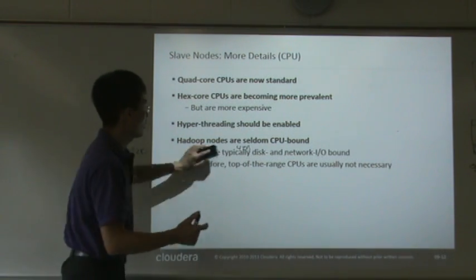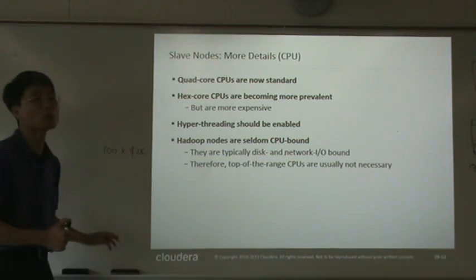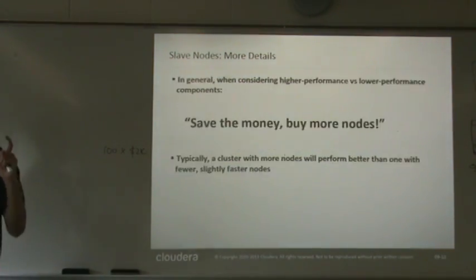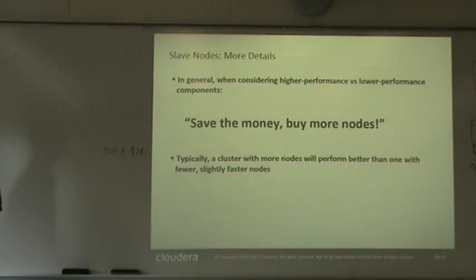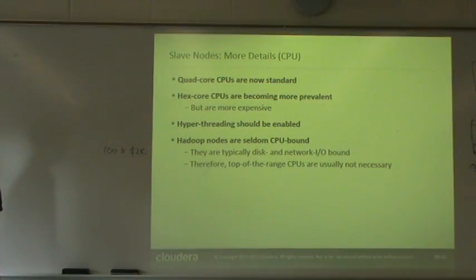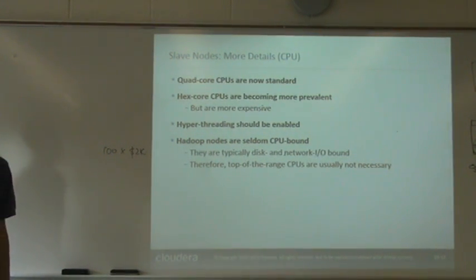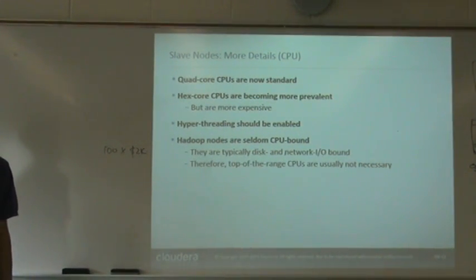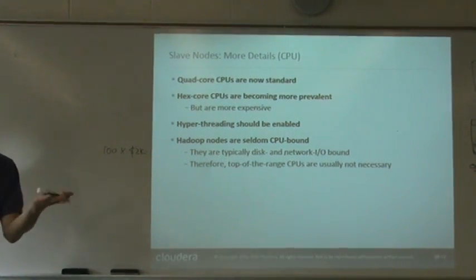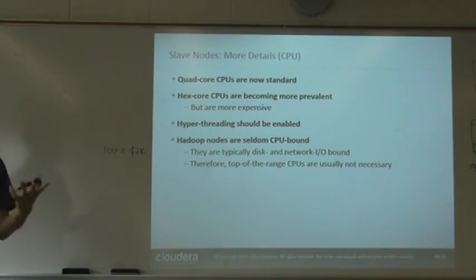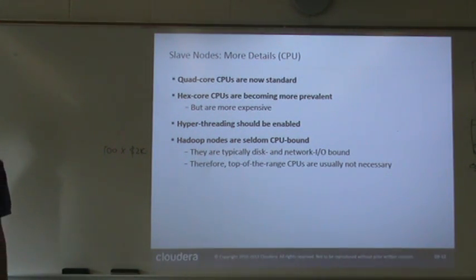So as we discussed just before, it's not CPU bound, it's mostly I/O bound, and network. Network is also important. So in a Hadoop system, top-range, top-class CPUs are not recommended. It's just expensive. If you can afford it, it's okay, but otherwise you cannot get the benefit of such a top-range CPU.